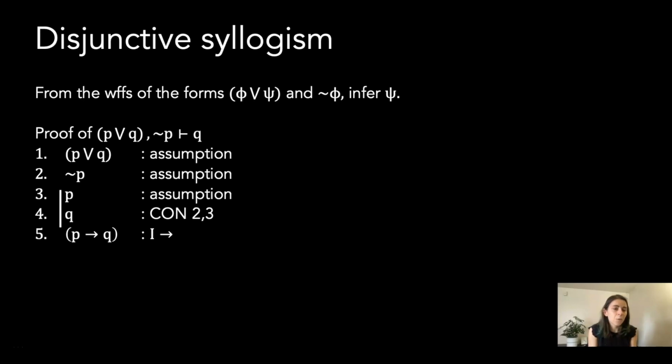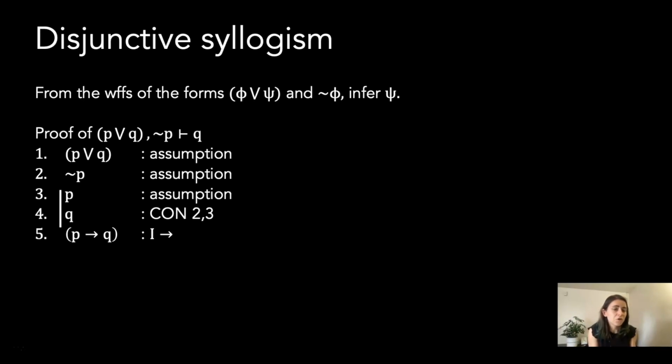On the next line, I want to be able to export some of what I've done in this subproof outside of the subproof. So I'm going to do a conditional introduction on that subproof to get P implies Q. Remember, my hypothesis for that subproof was P, my conclusion was Q, and so I get P implies Q. So we're halfway to a disjunction elimination.